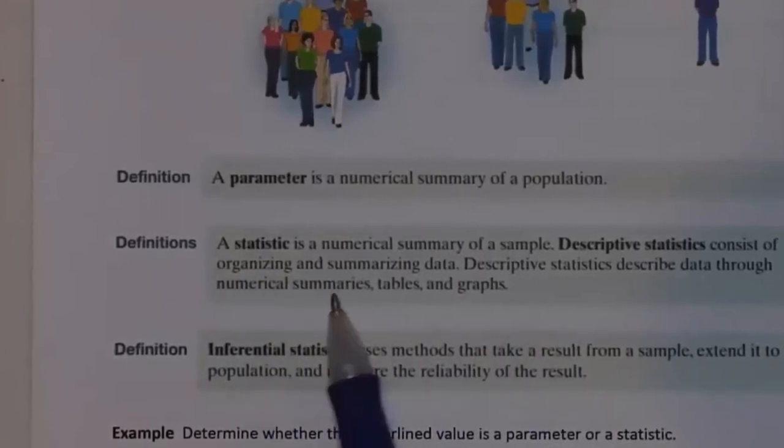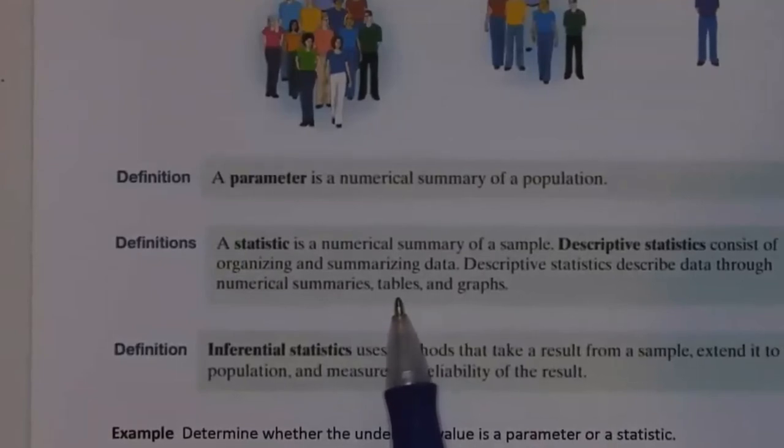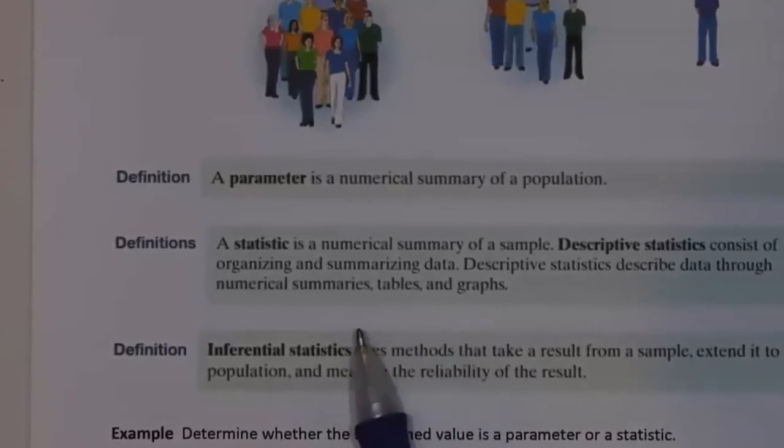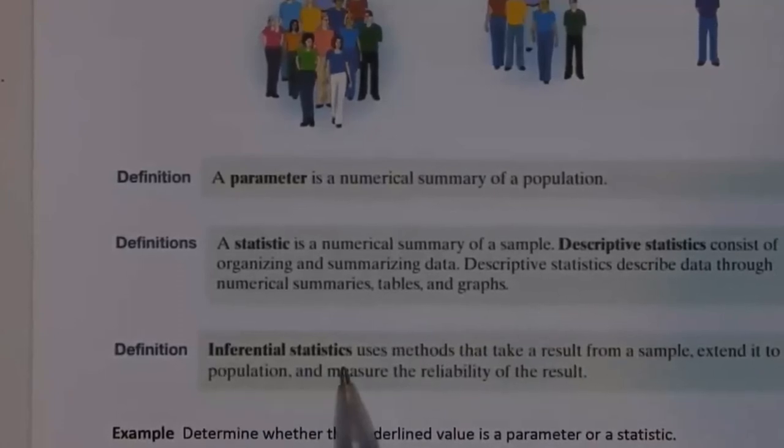So again, when we do calculations like finding an average, that would be a descriptive statistic. If we organize our data into a table, that's descriptive statistics. If we create a graph, that is descriptive statistics. We're using it to describe what the data sort of looks like, to summarize it, as opposed to inferential statistics. Inferential statistics uses methods that take the results from a sample, extend it to the population, and measure the reliability of the result. So again, that's really our ultimate goal.